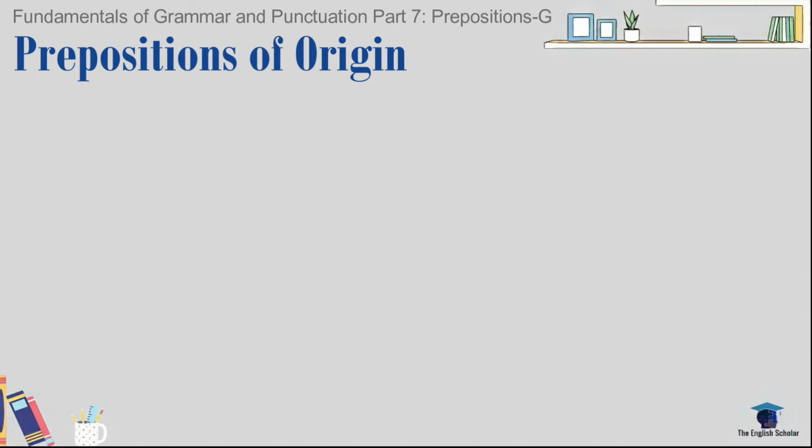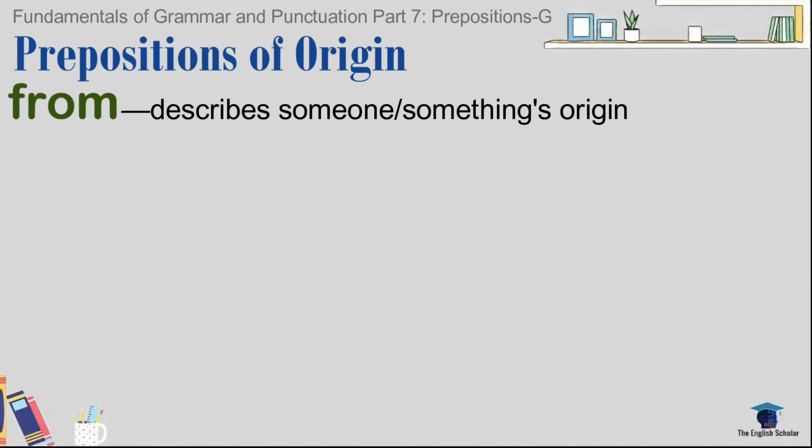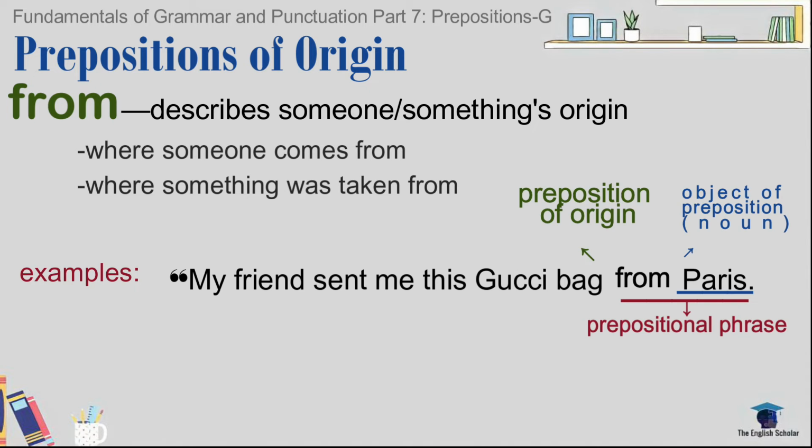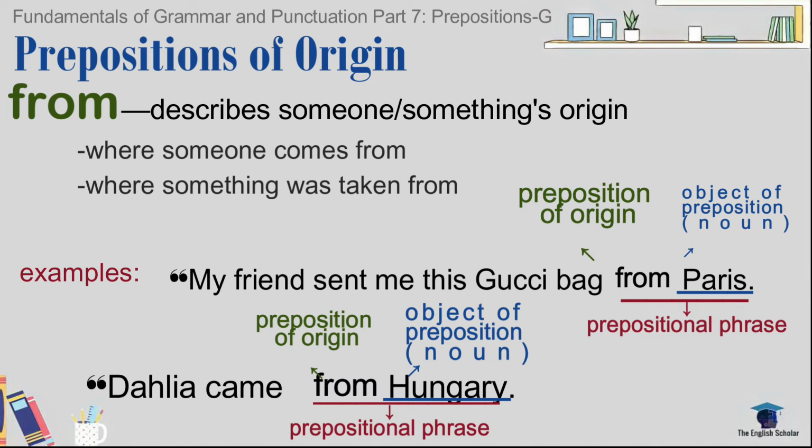So let's begin with from. From describes someone or something's origin, like where someone comes from or where something was made. For example, my friend sent me this Gucci bag from Paris. Dahlia came from Hungary.